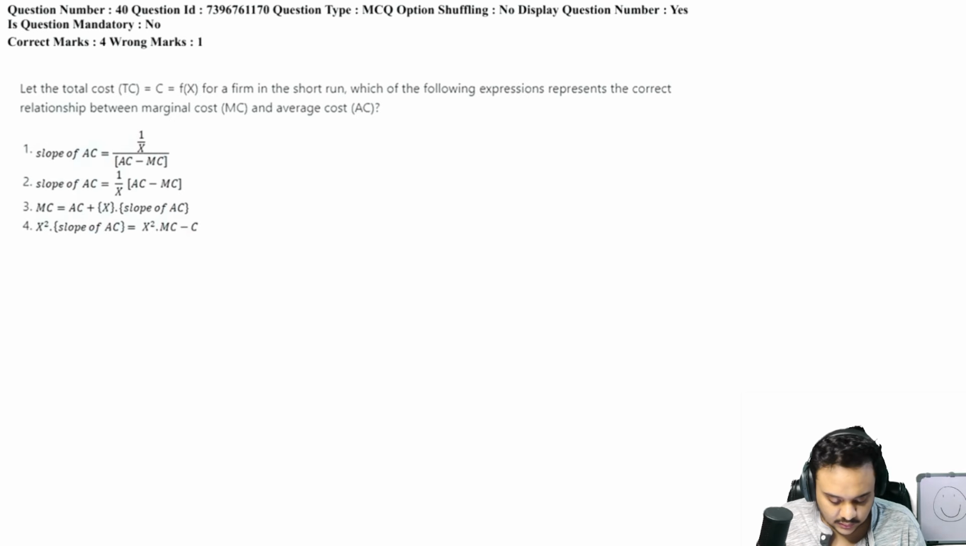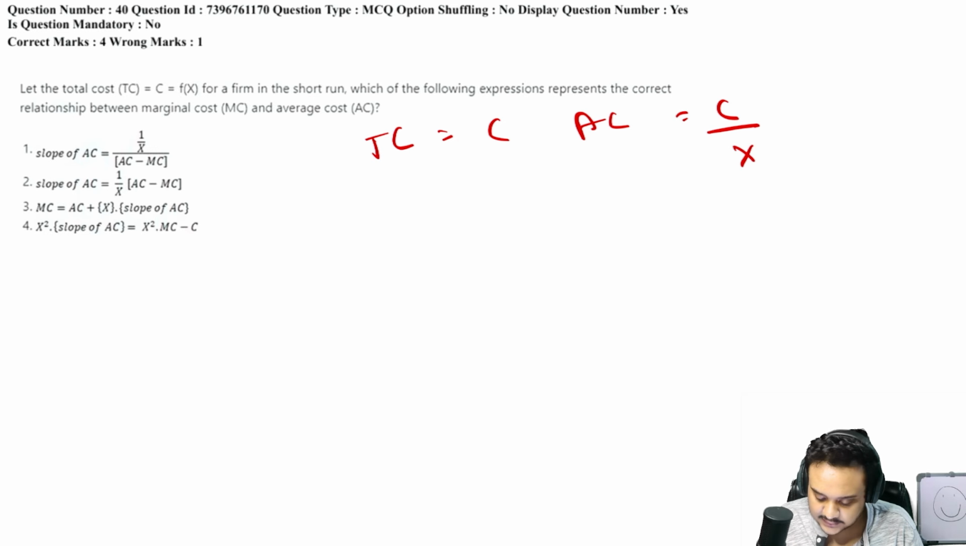Okay, so first of all, write down what we already know. Total cost is given as C. AC is what? It is C, or total cost upon the quantity, which is here taken as X. Then MC is dC upon dX.